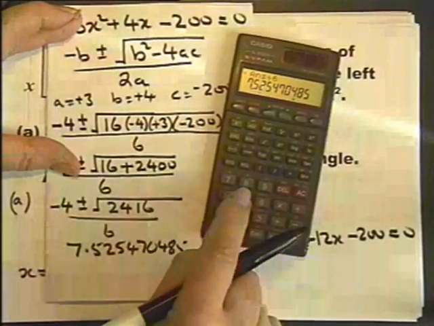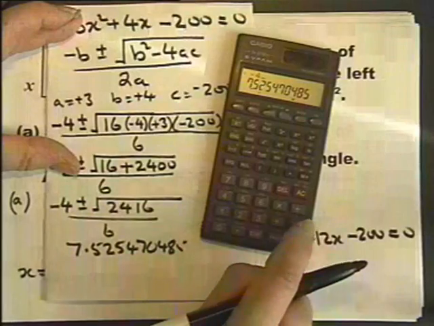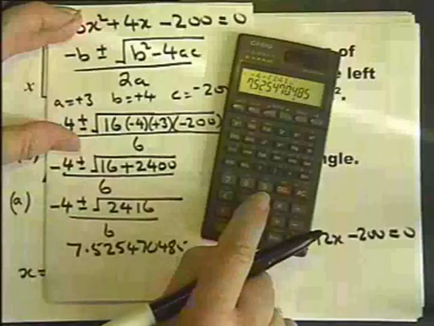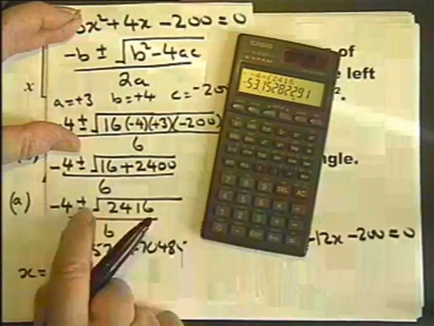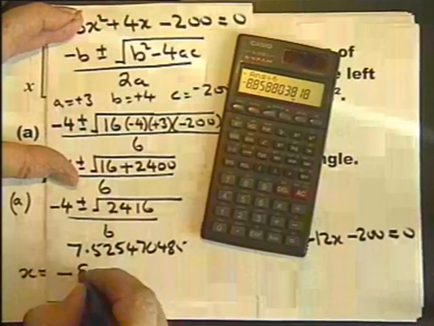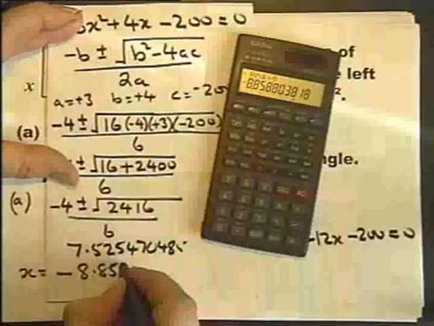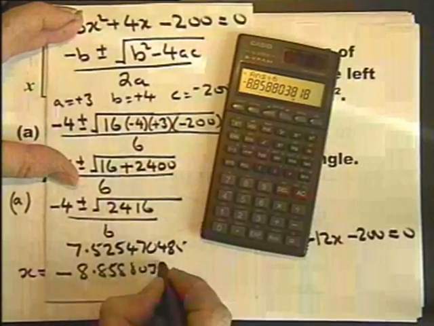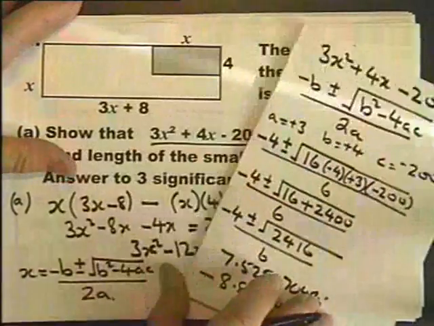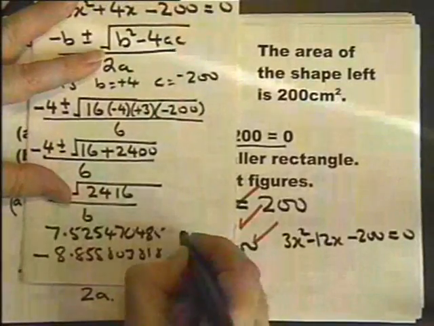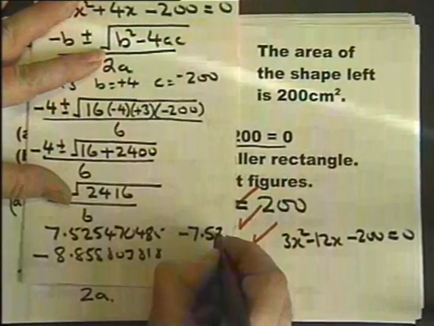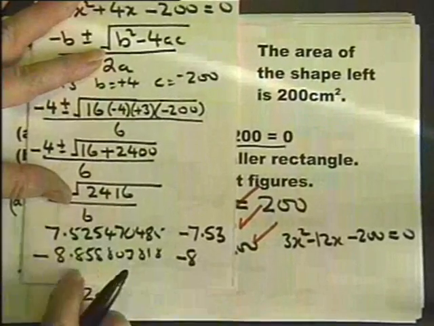Now let's do it with the minus sign. So we've got negative 4 minus the square root of 2416. Press the equals button. That's the top. Now I'm going to divide by the 6 underneath. So we've got two answers. And it does actually say write it sensibly to 3 significant figures. So I'll write that as minus 7.53 and minus 8.86.